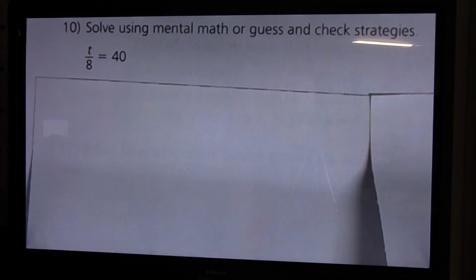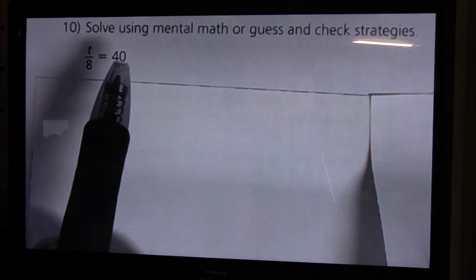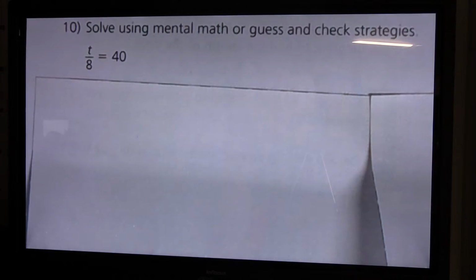What I would do is I would notice that you have a fraction, t over 8 equals 40. Now, what that tells me is we have a division problem. If you divide t by 8, you will get 40. There will be 40 groups of 8 in t. So if I am dividing t by 8 to get 40, if I want to figure out what t equals, I'm going to multiply 8 by 40.